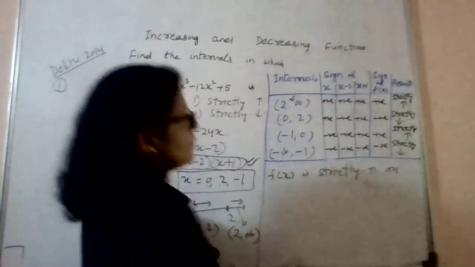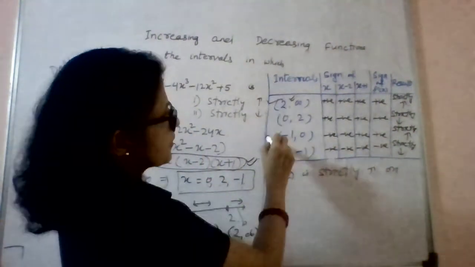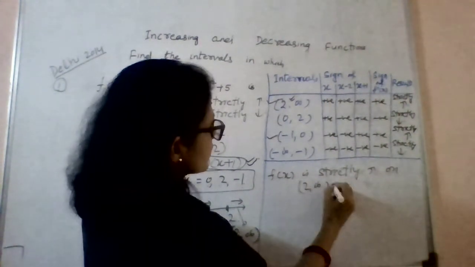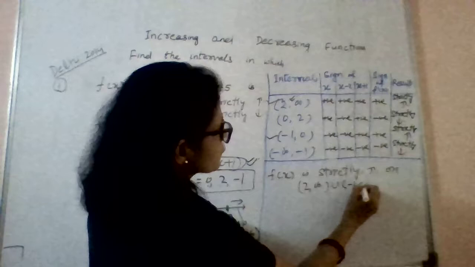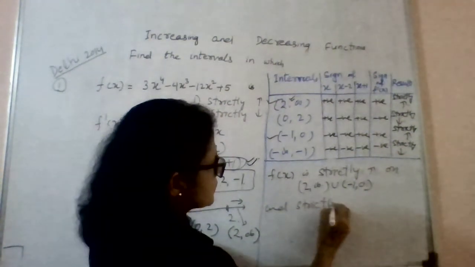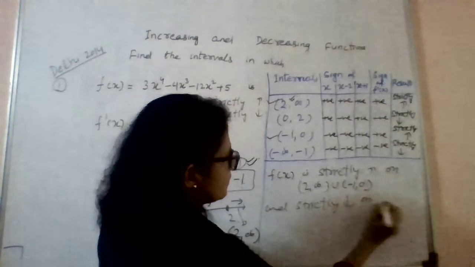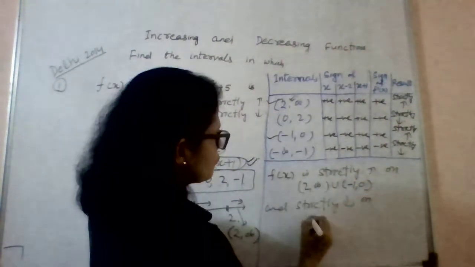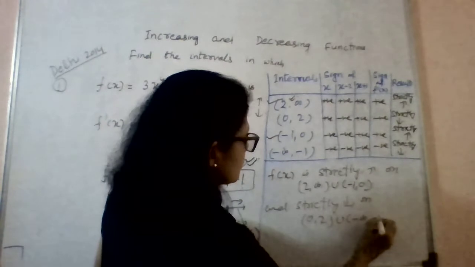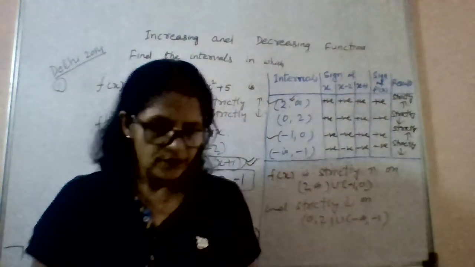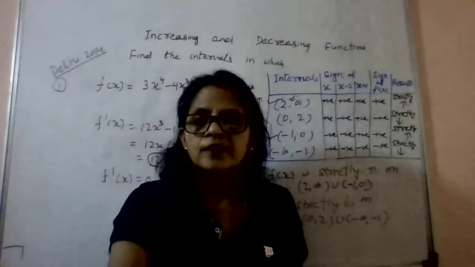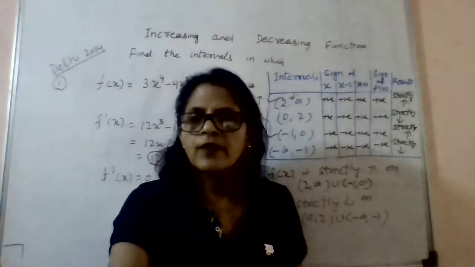So now the conclusion is, f x is strictly increasing on 2 to infinity union minus 1, 0 and strictly decreasing on 0 to 2 union minus infinity to minus 1. Okay, so this is the steps of solving the questions, right? So I hope you understood this. We will take one more question.